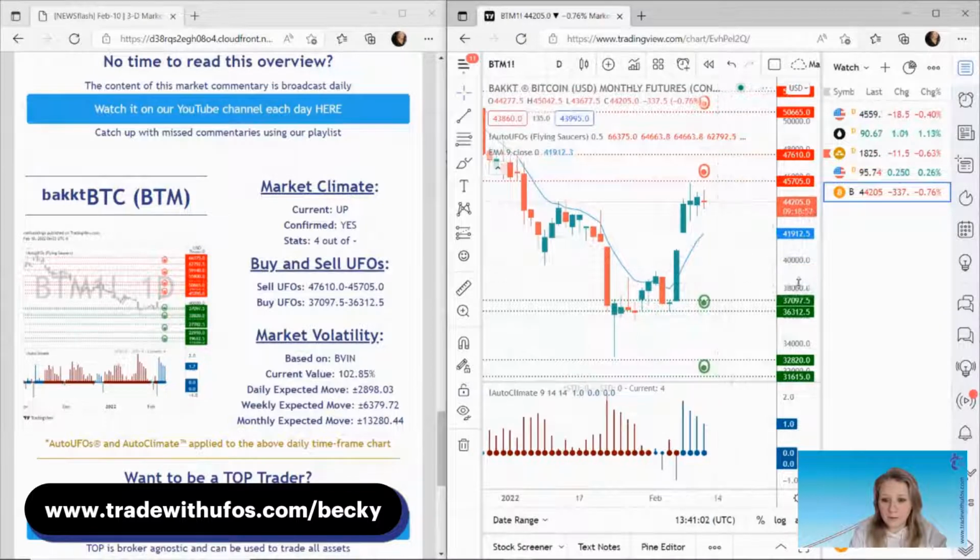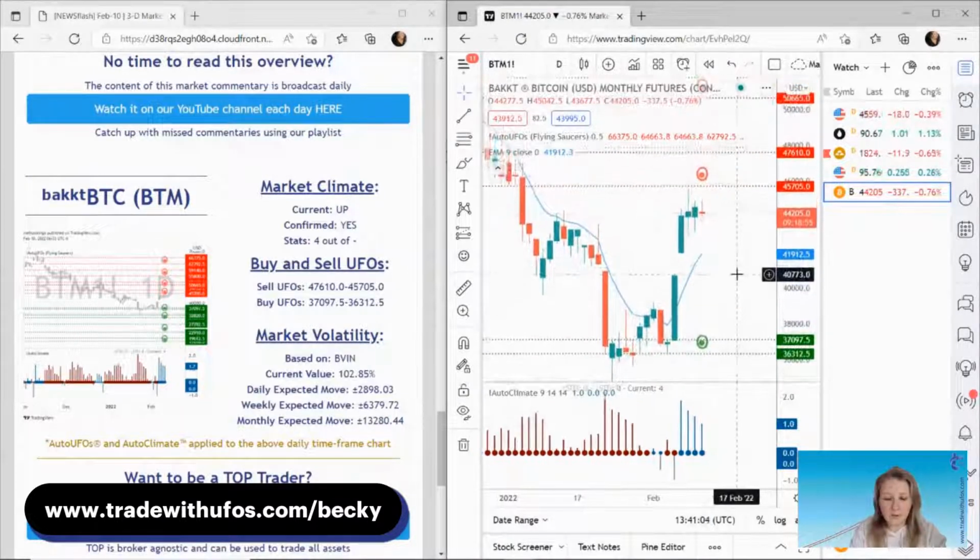Okay, so bakkt Bitcoin. Just switch that out. There we go. We have a thick blue dot, probability upwards. Now, saying that, we have sellers above us that could change this. They are between 47,610 to 45,705. So we have probability upwards coming from the climate, probability downwards very shortly coming from these sellers.